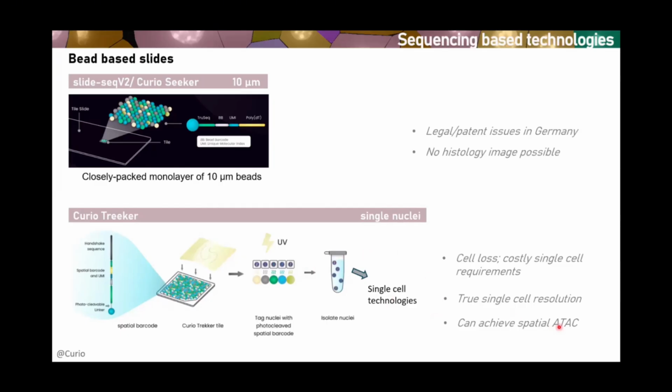And another benefit is that when you go for single cell technologies, then you can go, for example, for multi-omics or ATAC. So you can really have spatial ATAC-seq, for example. The drawback here is that the amount of cells that you need to sequence is quite high, and you lose quite some cells, so it becomes a bit limiting on the costs.